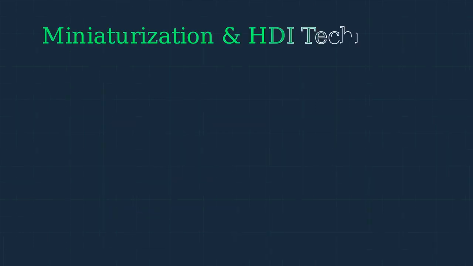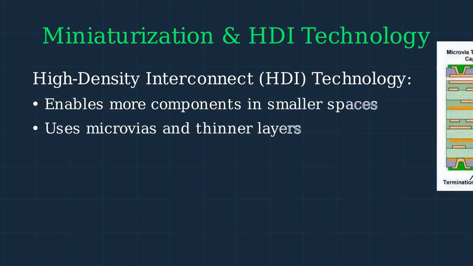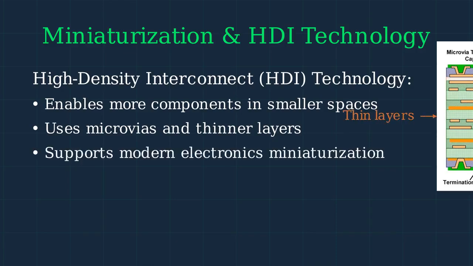The field of PCB design is rapidly evolving, with miniaturization being one of the major trends driven by demand for smaller and more powerful devices. High-density interconnect technology, or HDI, is crucial in this trend. It allows more components to be packed into smaller spaces using specialized techniques. HDI boards use microvias and thinner layers to accommodate complex circuitry in compact spaces, supporting the development of smartphones, wearables, and other miniaturized electronics.